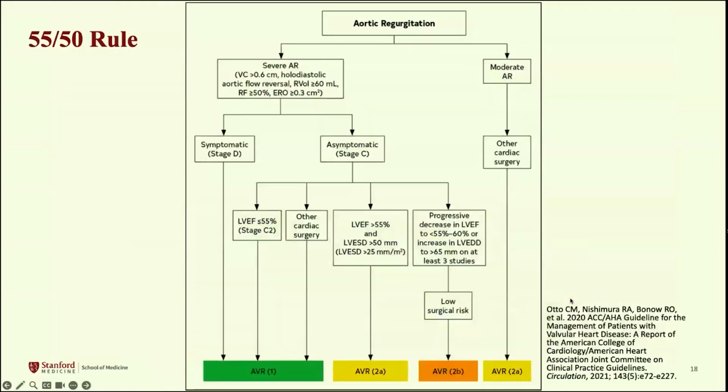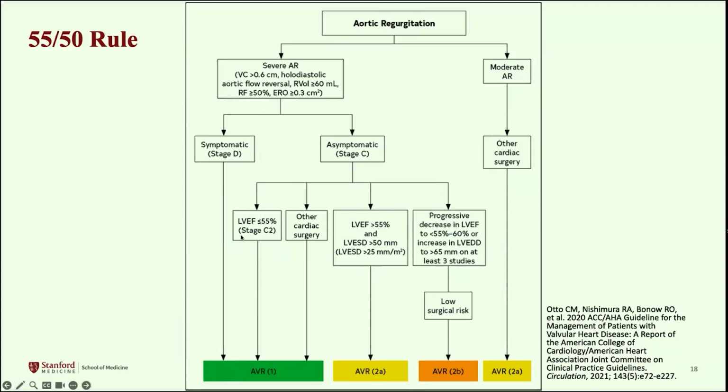And so as a kind of nice visual summary of this, we have what I like to call the 55-50 rule. So when I was taught in medical school by Rick Lang, this was the 50-50 rule. And so we've evolved a little bit towards being more aggressive with an EF less than 55% as an indication for intervention. So you can see patients with severe aortic regurgitation who are symptomatic get a class 1 indication. Again, those patients who are symptomatic are going to have higher risk after AVR. But that's our class 1 indication.